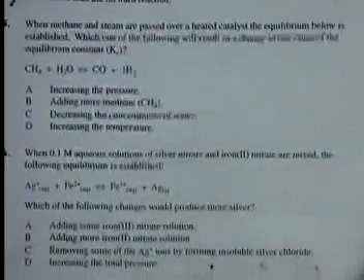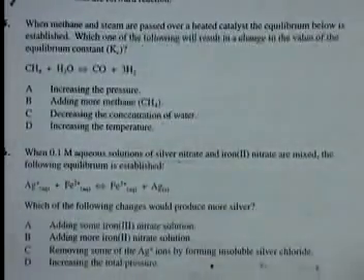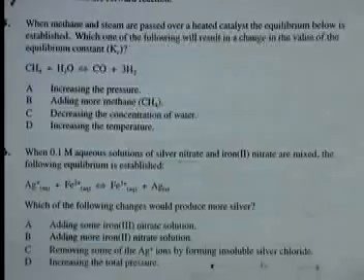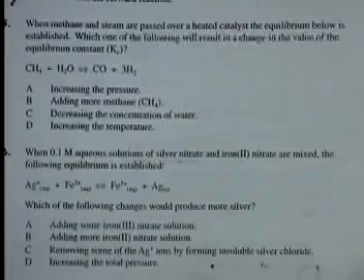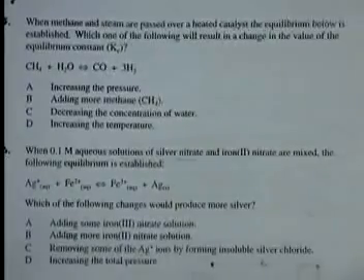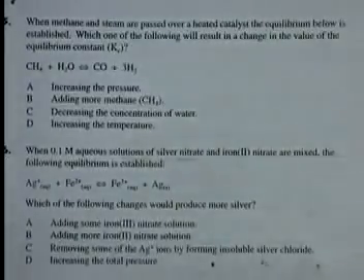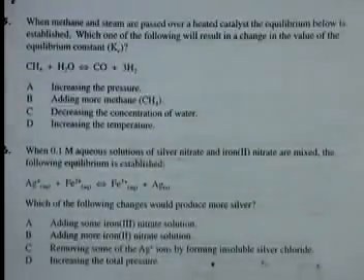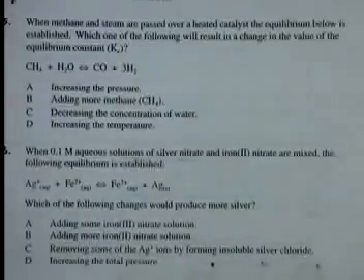Number 5 says, when methane and steam are passed over a heated catalyst, the equilibrium below is established. Which one of the following will result in a change in the value of the equilibrium constant, K sub C? Pause the video and see if you can answer the question. We'll come back in a moment.